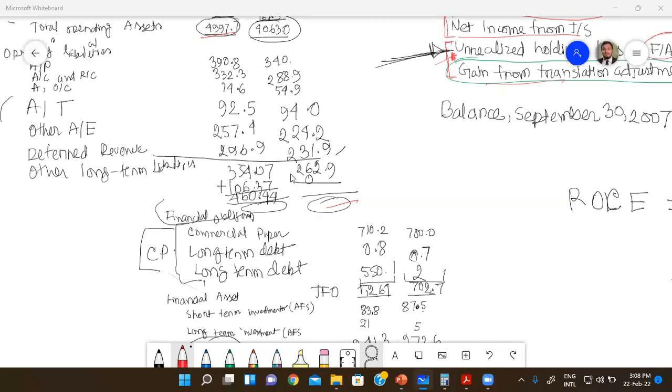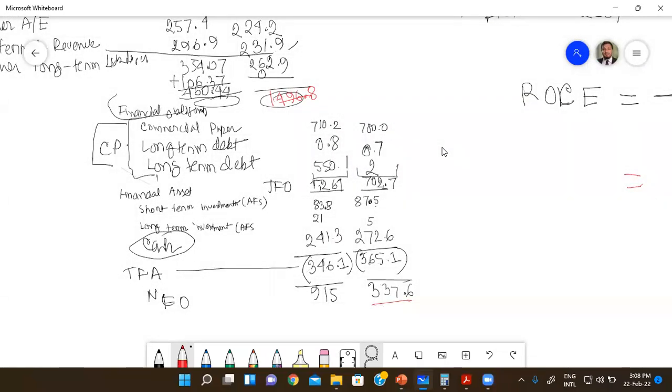Okay. So I asked you to calculate this. It was 1496.8. And if you subtract the net financial obligations, which is here 337.6, net financial obligations, how much will you get? 2,228.6.